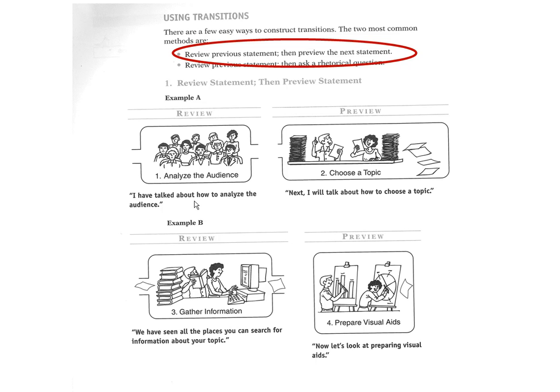I have talked about how to analyze the audience is my review. My preview is next I will talk about how to choose a topic. Or, if we have this, we have seen all the places you can search for information about your topic is your review and then your preview. What you're going to talk about next is now. Let's look at preparing visual aids.